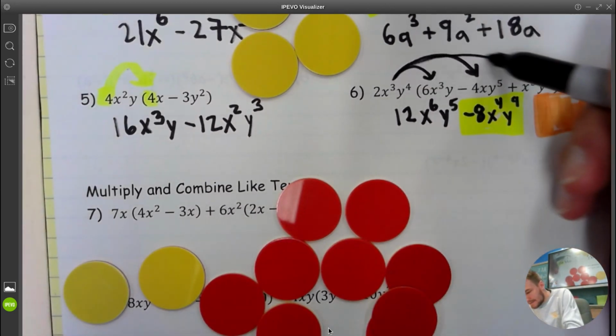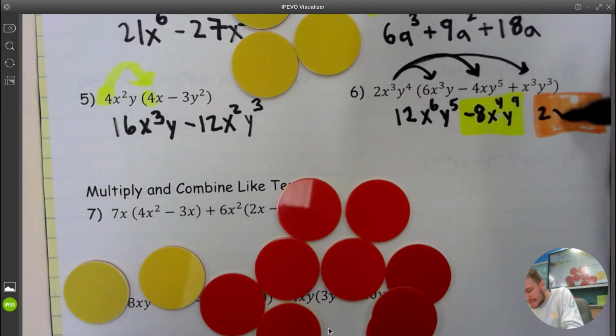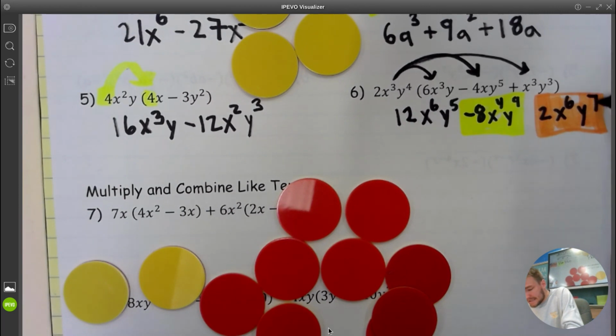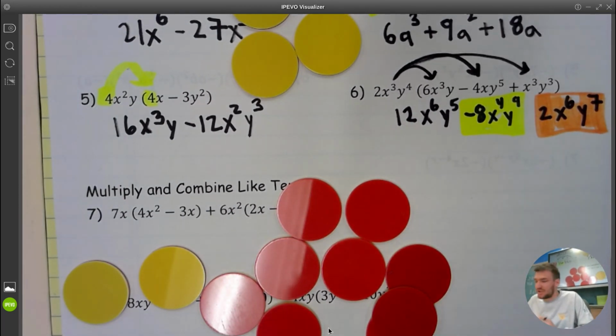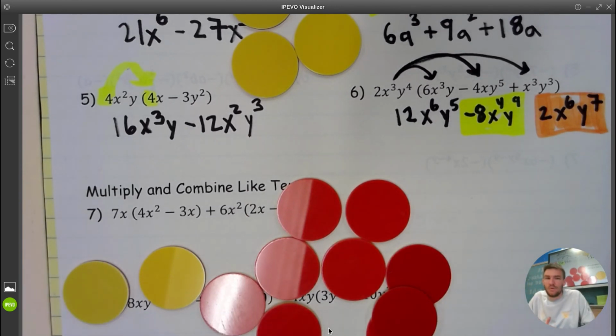Last kid here, 2 times 1 makes 2. 3 plus 3 makes 6. 4 plus 3 makes 7. Just simple addition. Add up the x's, add up the y's.